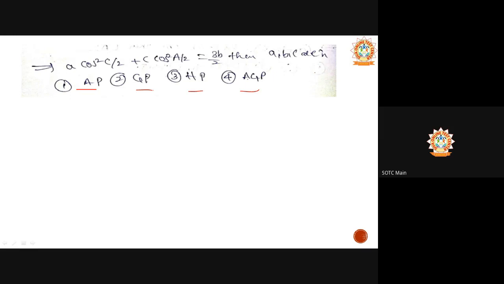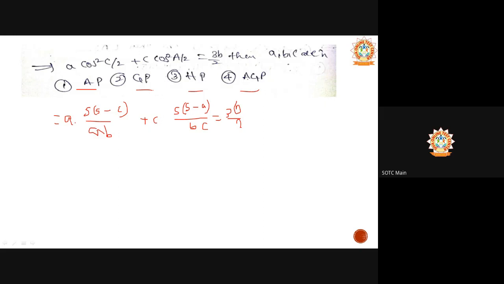I am giving a hint. Please substitute the cos C/2 and cos A/2 formulas, that is under root s into (s minus c) by ab. Cos square here will come directly as s into (s minus c) divided by ab, plus c into (s minus a) divided by bc, is equal to 3b by 2.